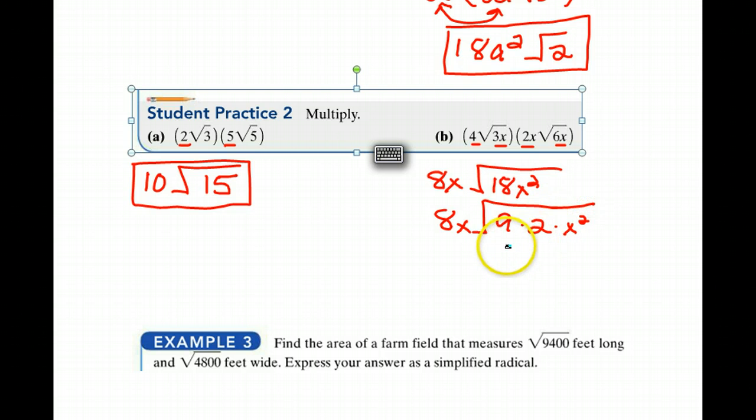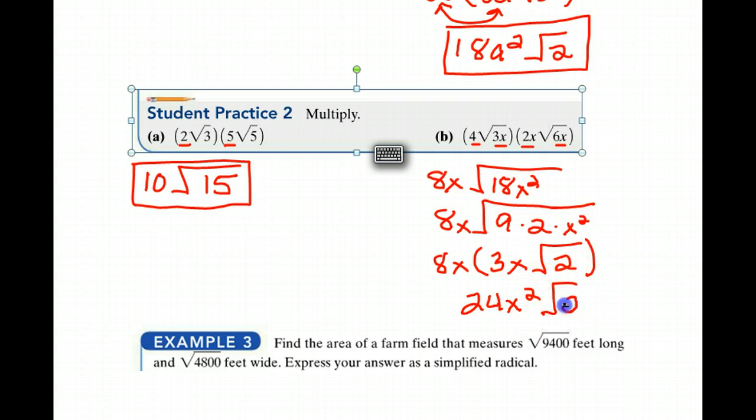And now what we want to do is take the square root of the perfect squares. So I'm going to bring down my 8x, throw in a parenthesis so that I remember that I'm going to have to multiply my coefficient by the perfect squares that I evaluate. The square root of 9 is 3. The square root of x squared is x. And that's going to leave me with a square root of 2 underneath the radical. Now I must multiply my coefficient of 8x times 3x, which gives me 24x squared times the square root of 2 as my final answer.